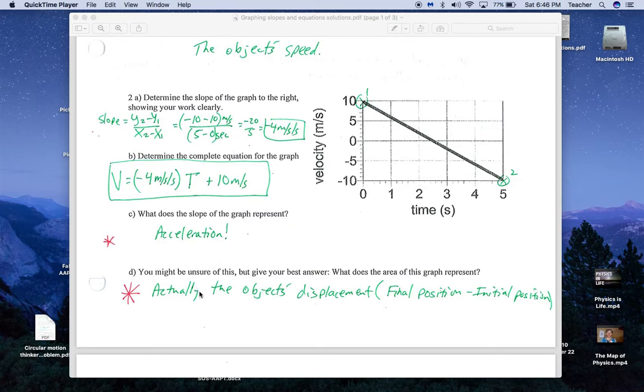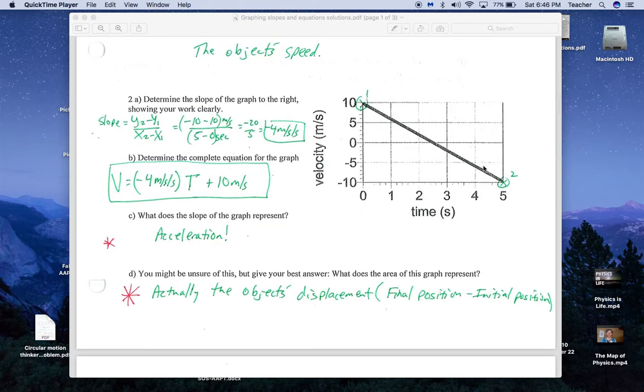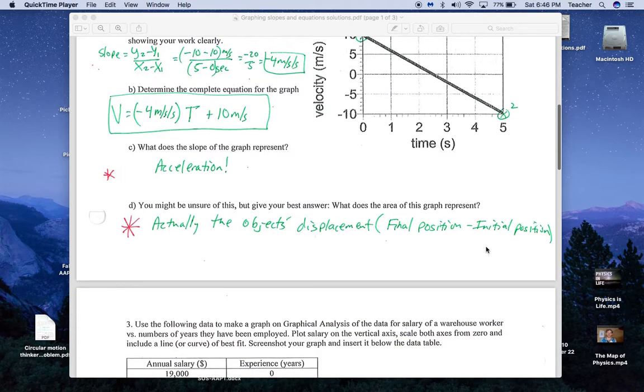You may not know this, but actually the displacement, which is how far the object moves in a given time, would be the area of the graph. So we would look at the area in here and the area in here. In this case, since this area is negative, this area is positive, the displacement after 5 seconds would actually be 0.